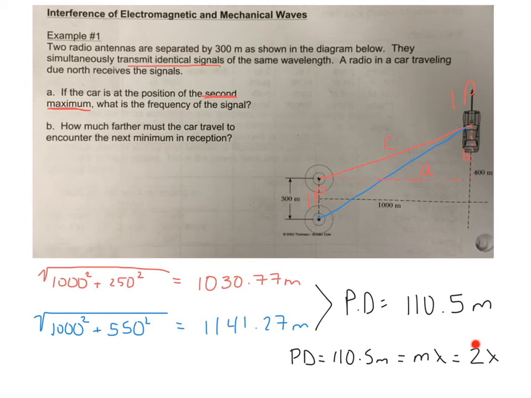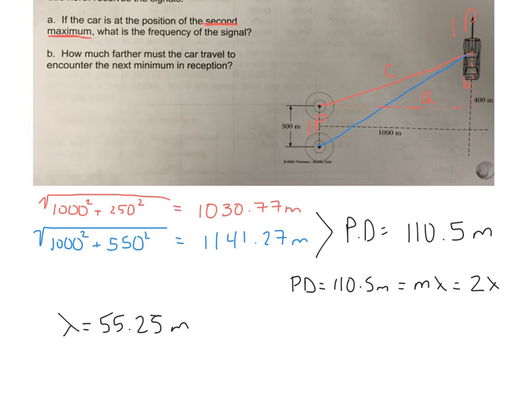Now I know that that multiple happens to be 2 because this is the second maximum. If it was at the first maximum, it would be at a lesser amount over here, and that would have been a number 1. So this is the number 2. If it was at the third maximum, this would be the number 3, and so on and so on. So I end up with a grand total answer of the wavelength is 55.25 meters.